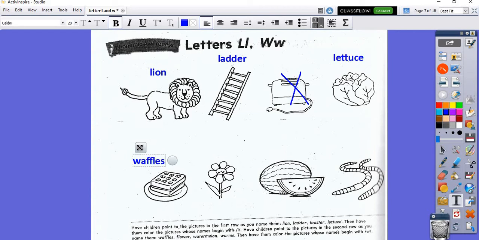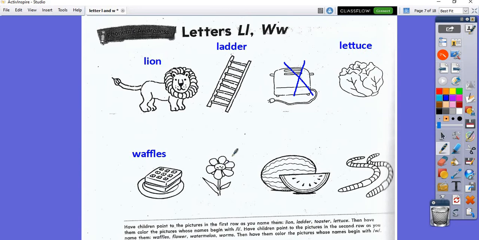Very good. Now I'm going to write the spelling and later you will color all the pictures. Who will tell me what picture is this? This is flower. Flower starting with letter L? No. Is this starting with letter W? No. Now we are going to put here X.